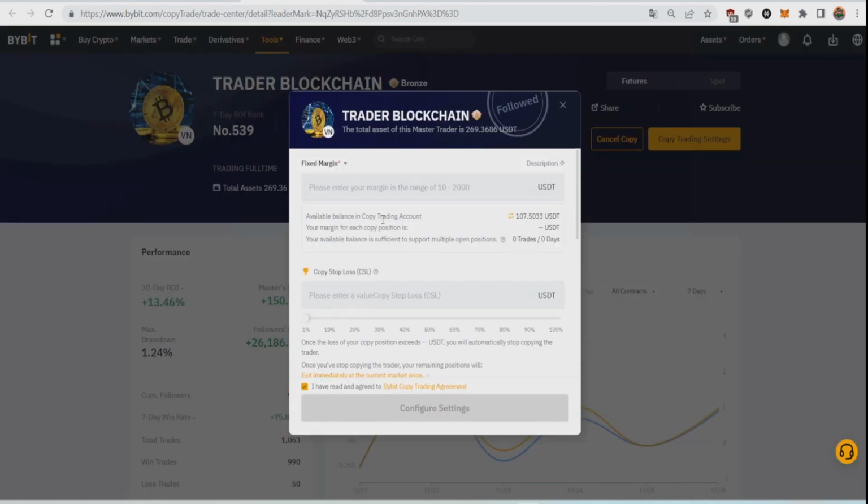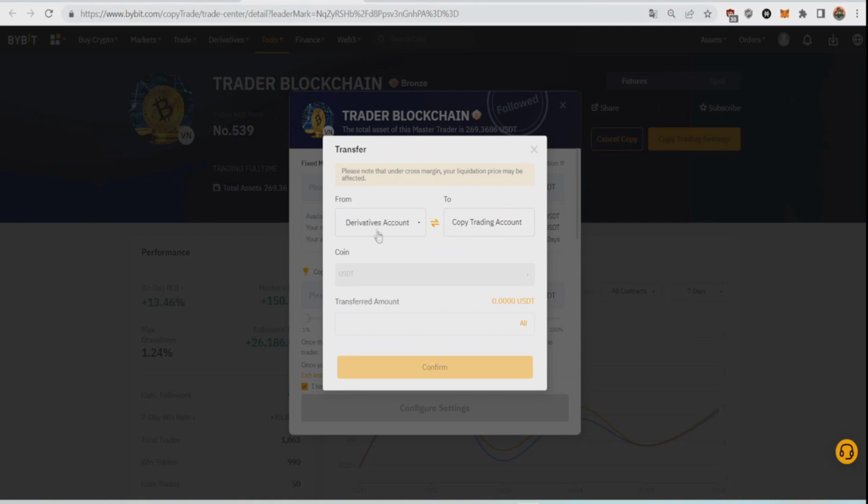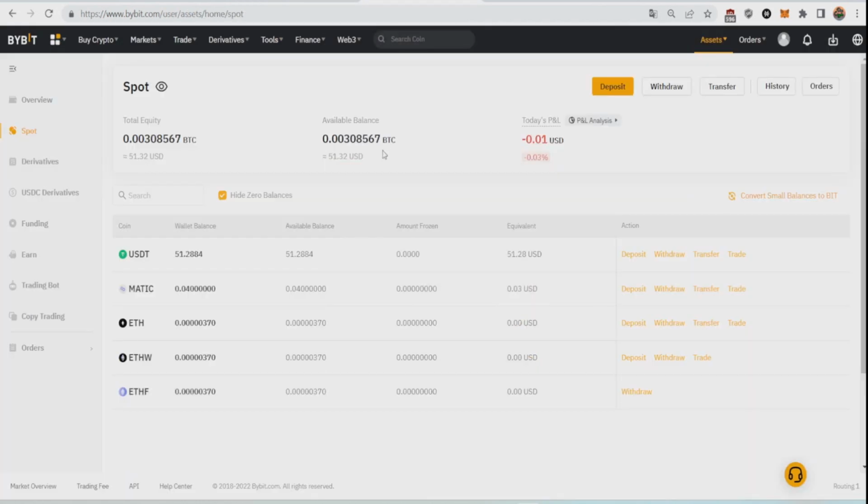Once you open the settings, the first thing you actually gotta do is get money on your copy trading balance. It's really easy. You can just click here, guys, and what this will do is transfer from your derivatives account to your copy trading. So how do you get money on your derivatives?